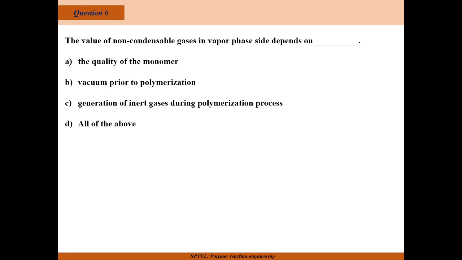I remember there is some kind of production of nitrogen. Nitrogen is not a net gas, but the answer to this question is all of the above. So generation of gas in the process is also a true statement. The first one is definitely related, and vacuum prior to polymerization is also related, and there should be non-condensable gas during the polymerization process.